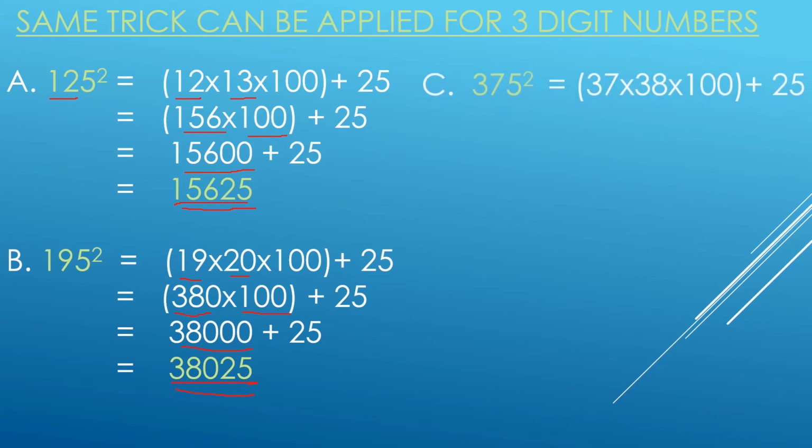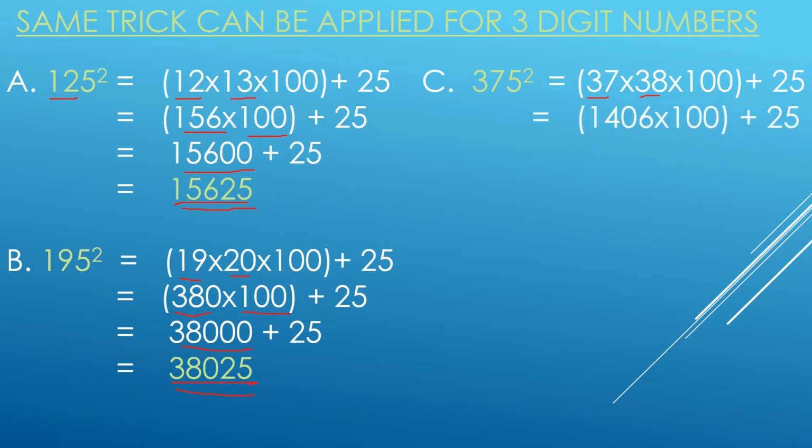One more example of 375 square, a bigger number this time, which is 37 into 38, which gives us 1406 into 100, which gives us 1,40,600 plus 25, which gives us 1,40,625 as our answer for 375 square.